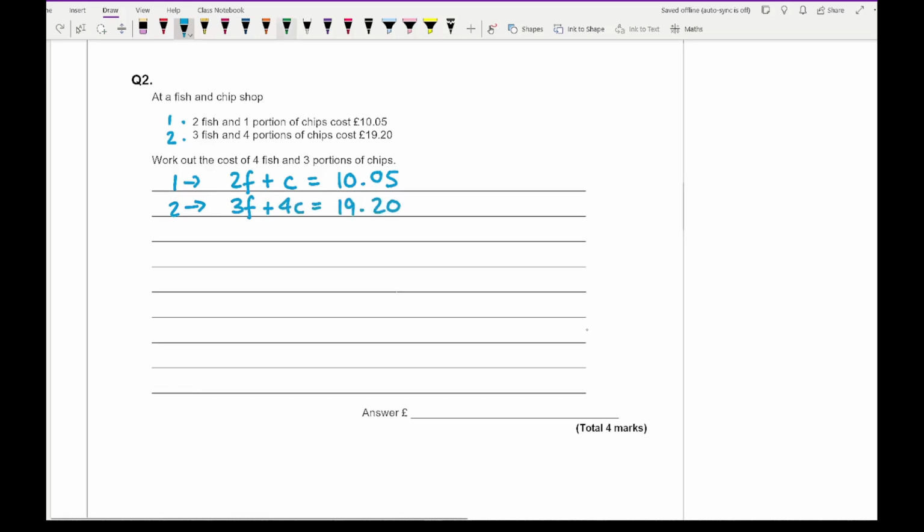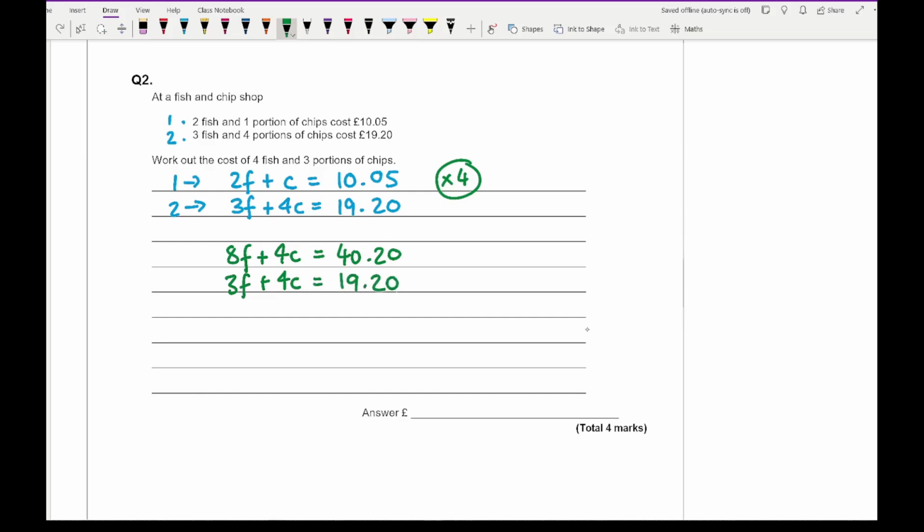Now this is slowly starting to look like a simultaneous equation, so we need to either have the same number of f's or the same number of c's. So here making the c's the same is probably going to be the easiest. So if I multiply that first equation by 4, that will then turn that to a 4c. So what I end up with is 8f plus 4c equals £40.20, and 3f plus 4c equals £19.20.